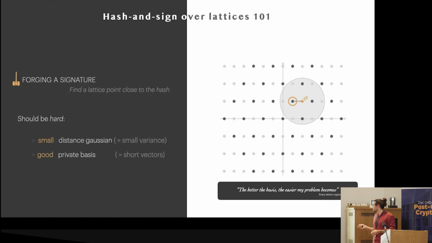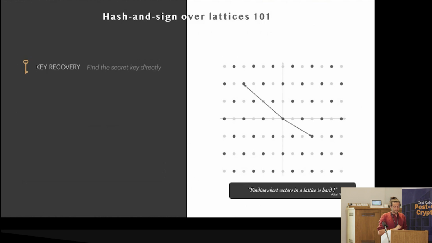So if this is hard, it means that the Gaussian from which you were sampling, remember the previous slide, should be sharp. You want to have a point which is close. Okay, means that the Gaussian must have small variance. And if you remember my motto here, the better the basis, the easier my problem becomes. It means that to solve this sharp Gaussian sample, I need a good basis. So I need a good private basis. Okay, so I want a private basis with short vectors.